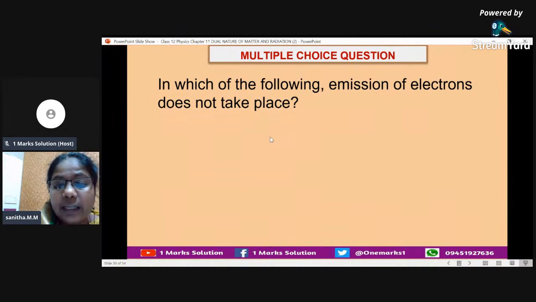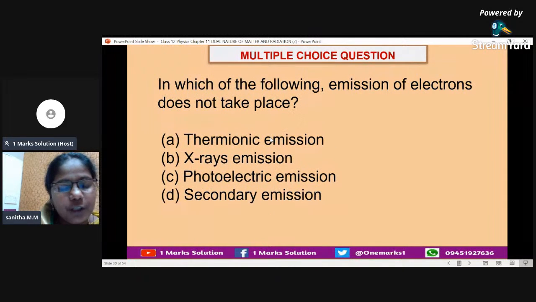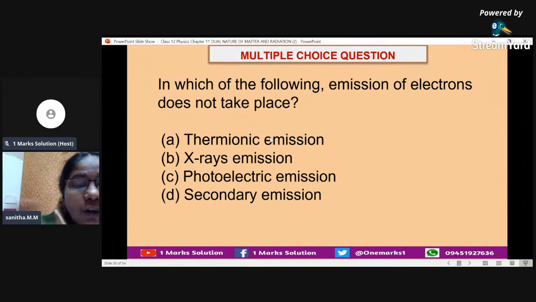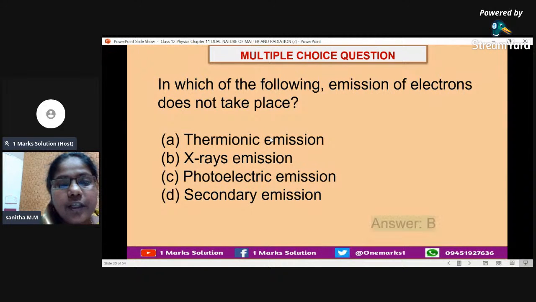In which of the following the emission of electron does not take place? We will see which are the options. Thermionic emission. You know that sure emission will take place. Photoelectric emission, we'll go for C, that is photoelectric emission. Light is incident, sure it will be emitted. And one more emission is there, secondary emission. Secondary emission means once the electrons are ejected from that, again it will hit another electron and they will be emitted, that is secondary emission we can say. So out of this, the emission that does not take place, no doubt it is X-ray emission.